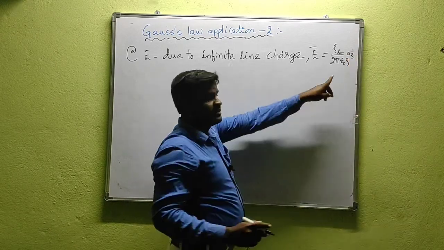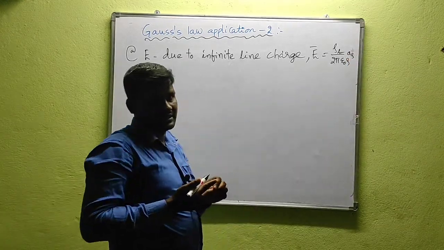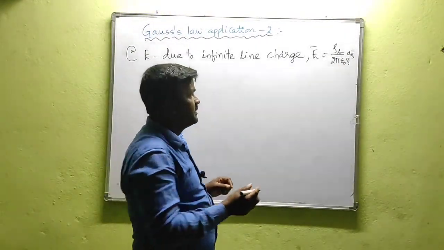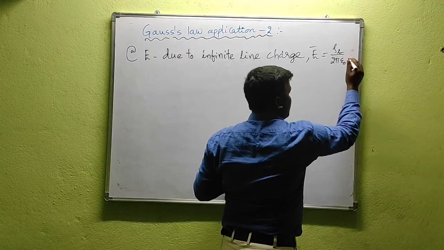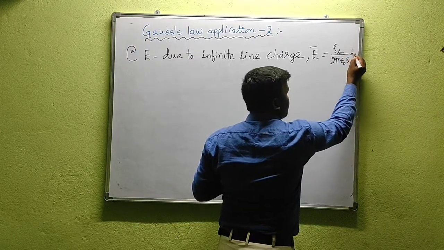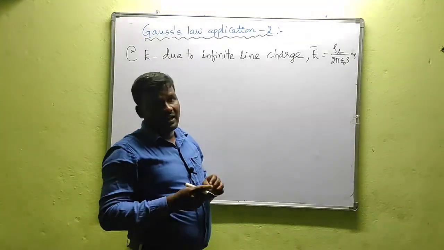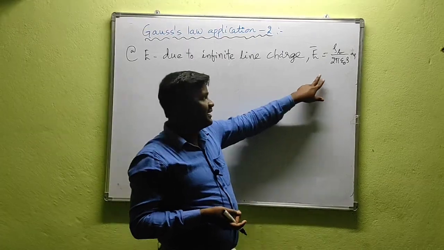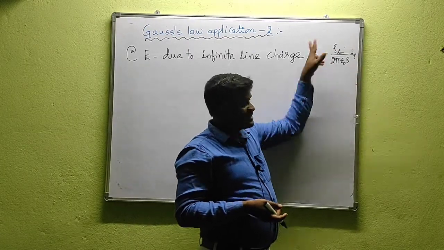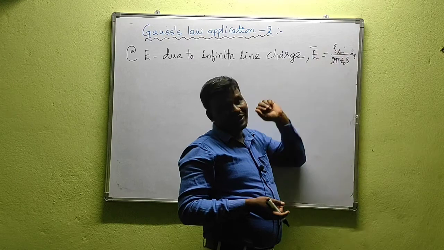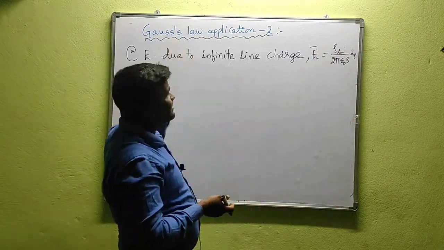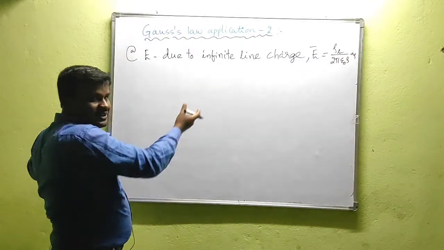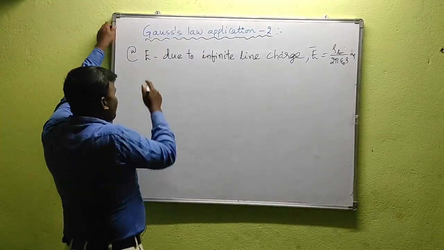Always I consider epsilon as epsilon naught, means what? Immaterial space. Means here I consider the medium as free space. Clear? So it is 2 pi epsilon naught rho into A rho. To derive this, already I did a video on electric field intensity due to infinite line charge. In that video, to derive this equation, I had taken around 48 minutes. But by using Gauss law, we can derive this within 5 minutes only. Now, coming to Gauss law, what is Gauss law?